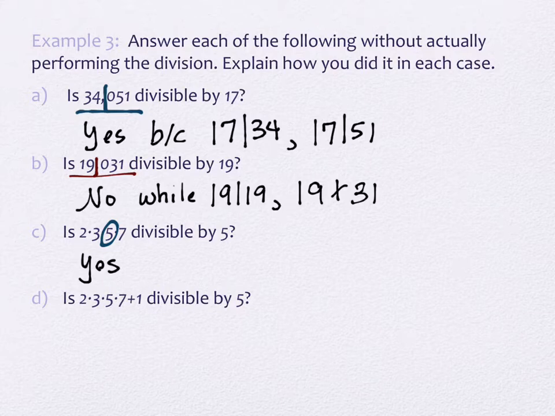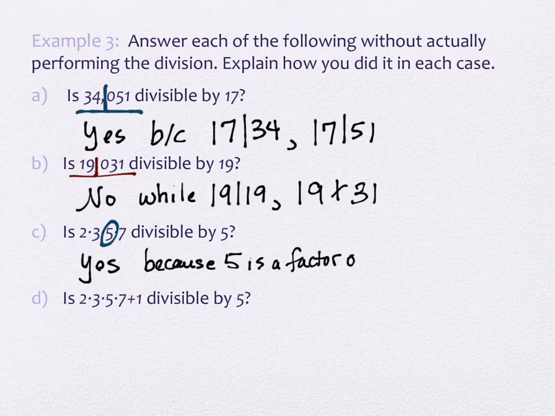So this is working. I'm going to write down the first one. That's what I have written down on my paper. Either one's fine, but it's because 5 is a factor, specifically it's listed, of 2 times 3 times 5 times 7. So then, is 2 times 3 times 5 times 7 plus 1 divisible by 5?